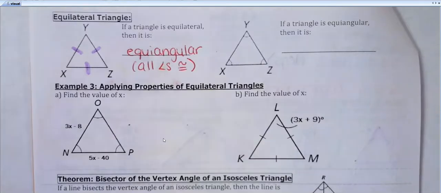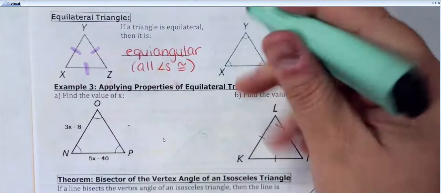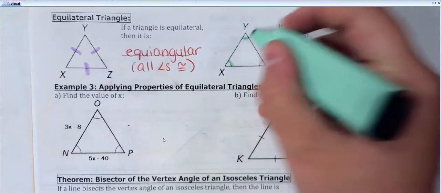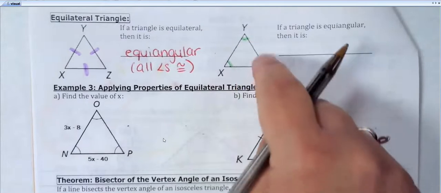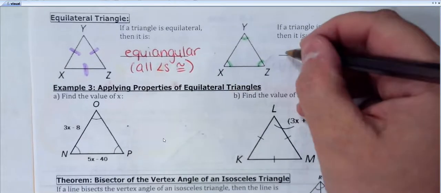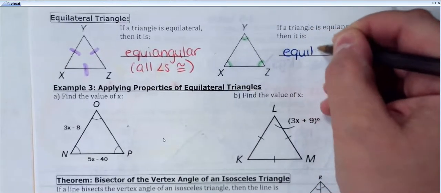And this is kind of the reverse of that. Right next to this picture, I have angle X, angle Y, and angle Z. Those are all marked congruent. If all the angles are the same, that's going to force all the sides to be the same too. So that's going to be equilateral.